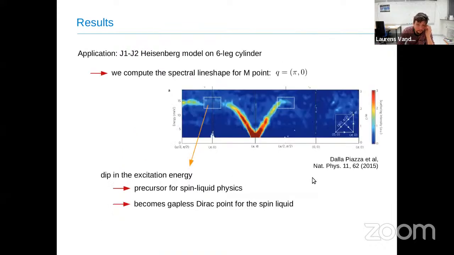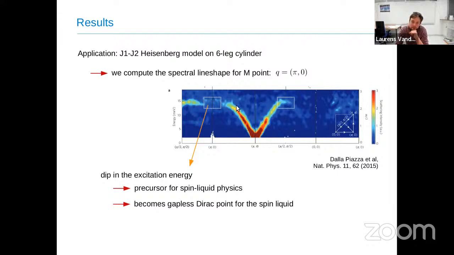Right. And then as a final sort of application, we looked at the J1, J2 Heisenberg model, but now on a 6-leg cylinder using MPS that you just twist around the cylinder. I wanted to look at the spectral line shape for the M point in your Brillouin zone. There have been a few experiments, well, mainly this experiment, where they looked at this.